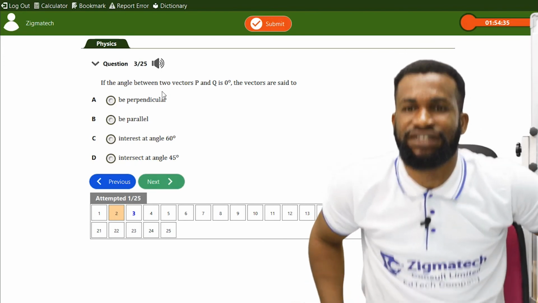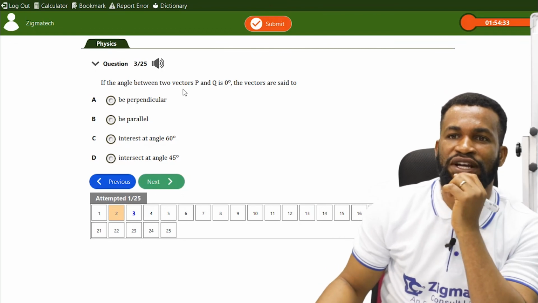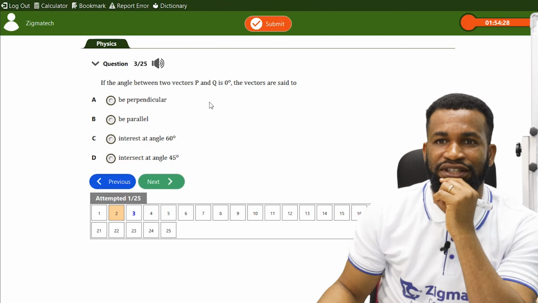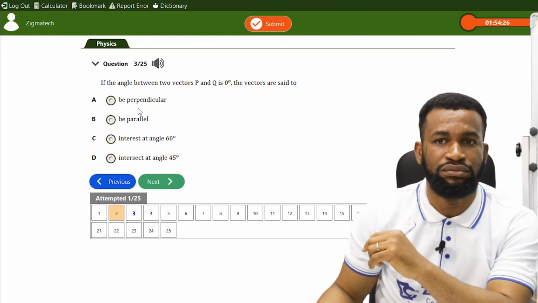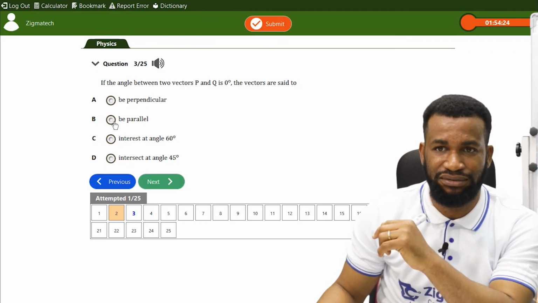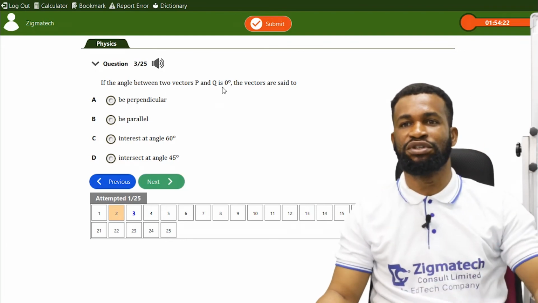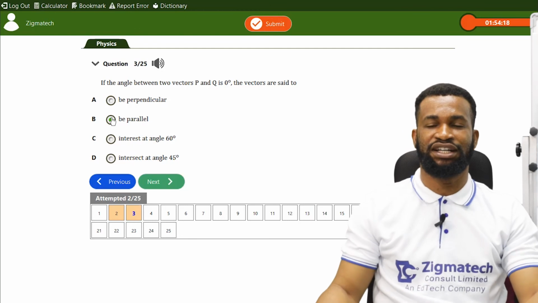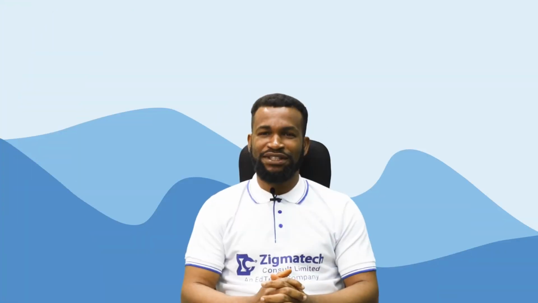Now, look at this question. They say that if the angle between two vectors, P and Q, is 0, the vectors are said to be perpendicular? No. They are going to be parallel. When the angle between two vectors is 0, that means the vectors are parallel, and that is option B.